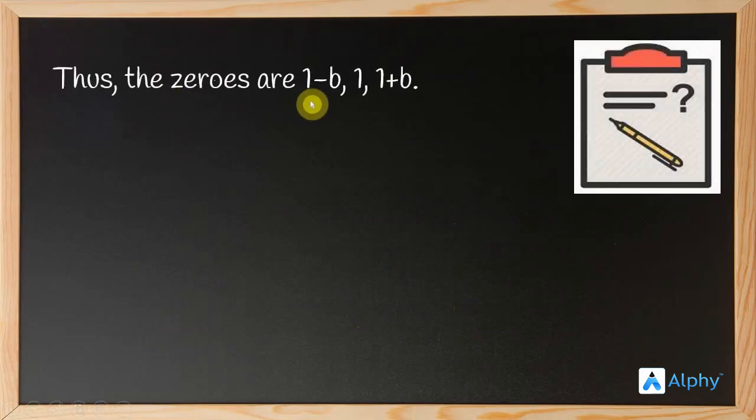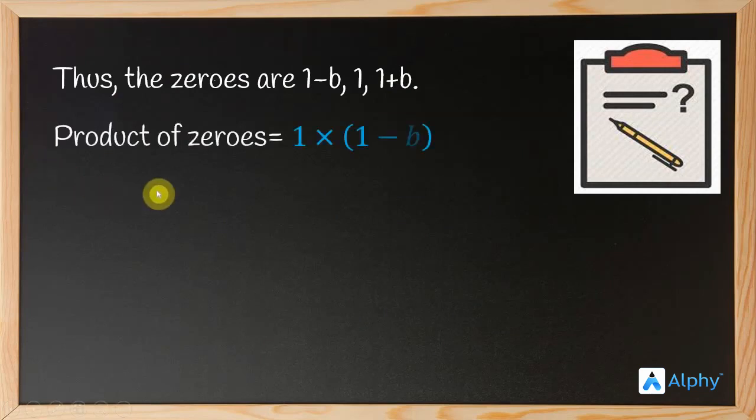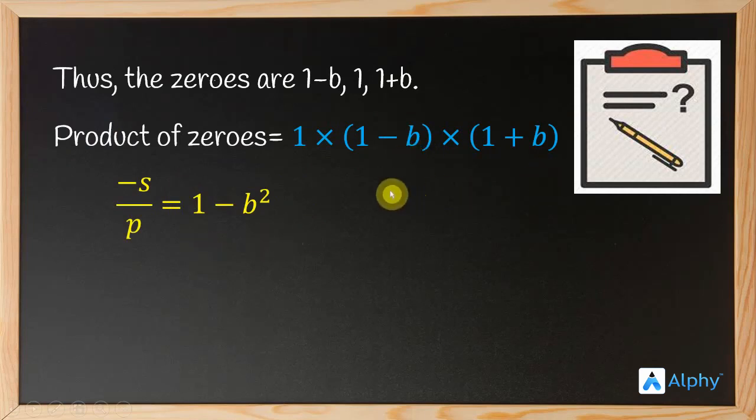Thus the zeros are 1 minus b, 1 and 1 plus b. We have just replaced the value of a in the original zeros that were given to us. Now we are going to take the product of the zeros, and when we do that we have 1 multiplied by 1 minus b multiplied by 1 plus b. You can apply the identity here: a minus b multiplied by a plus b is equal to a square minus b square, and you're going to get 1 minus b square. You can also do simple multiplication, but the identity is going to speed up your work.